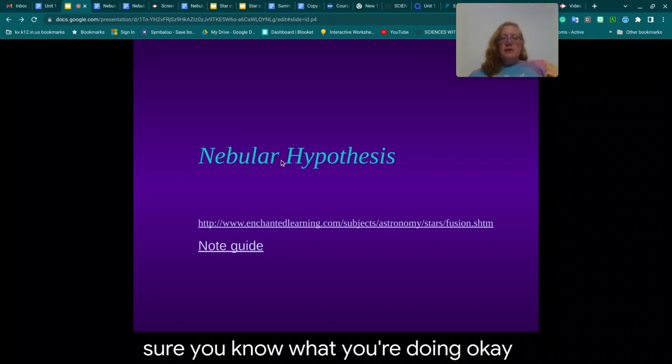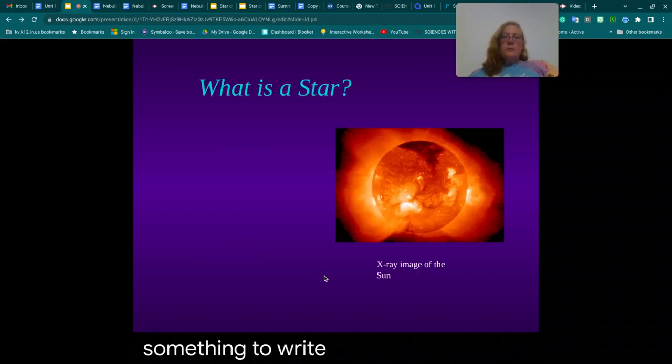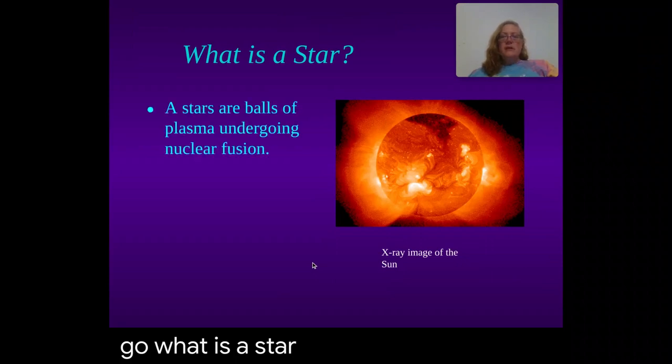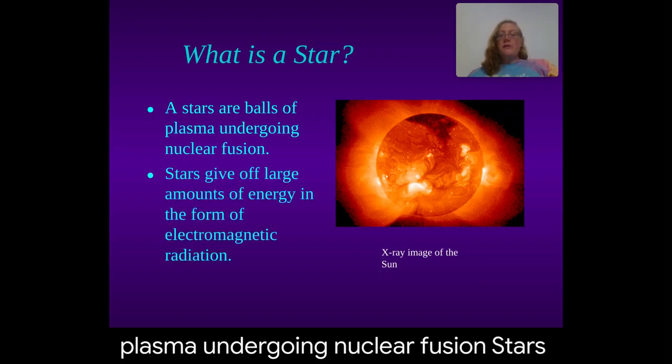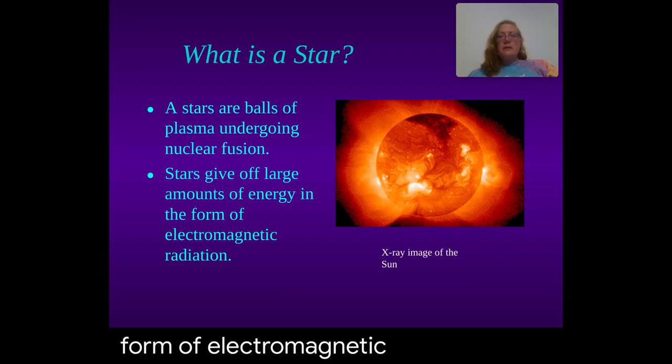Okay. So we have your note guide. You have something to write with. We're ready to go. What is a star? Stars are balls of plasma undergoing nuclear fusion. Stars give off large amounts of energy in the form of electromagnetic radiation.